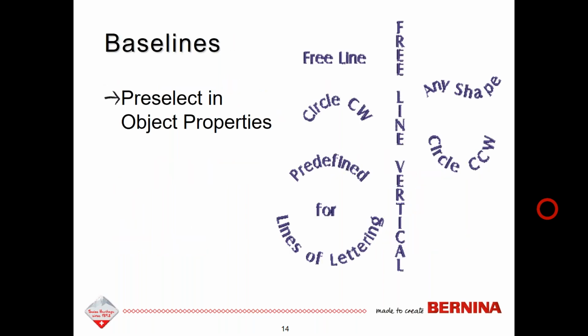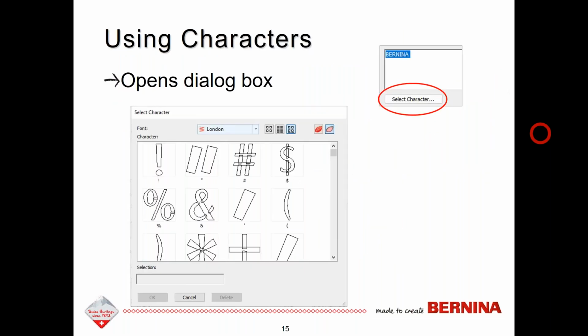Also in this software, you have baselines, and you can pre-select these in object properties, and you can do vertical, horizontal, arced lettering, or this fun any shape baseline. You can also use special characters rather than just typing letters, and there's a select character box that you click on, and then you're able to choose these special characters.